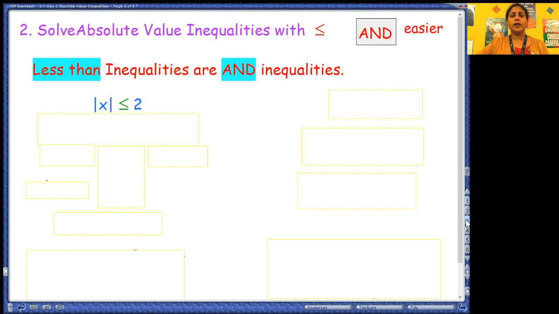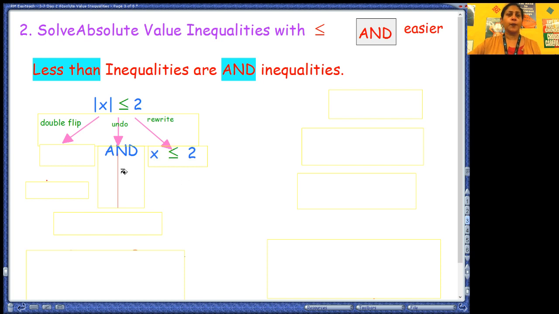So solve an absolute value inequality with a less than sign. Now this is the easier type of inequality to solve. Less than inequalities are "and" inequalities. So we're going to follow the rules. We are going to first undo using "and," and I want you to put a little line in the middle so that you can separate the two sides of the work. On the right side, you will rewrite. On the left side, you will double flip.